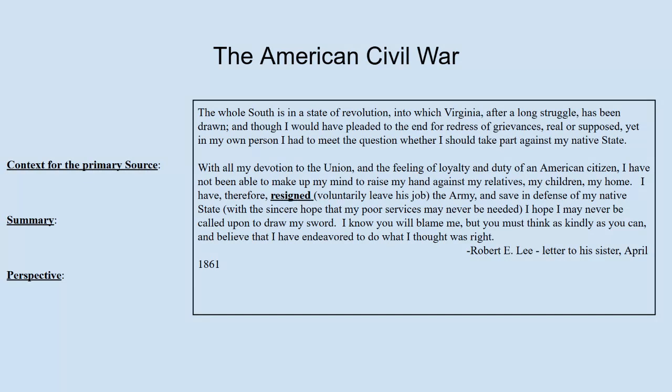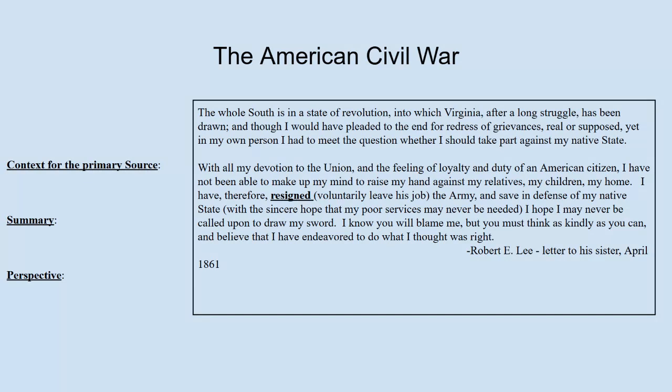So the summary here is that Robert E. Lee is torn. He's made the decision to join Virginia, join the South, but it was a difficult decision for him to make. That's the idea. It was a difficult decision for him to make. And then, as far as perspective goes, he is someone who is from Virginia, believes strongly in Virginia. And the idea is that his loyalty is to Virginia first and the United States second. So he's going to go and join Virginia to fight against the Union.